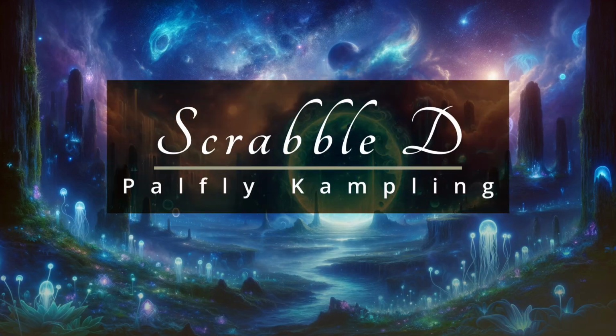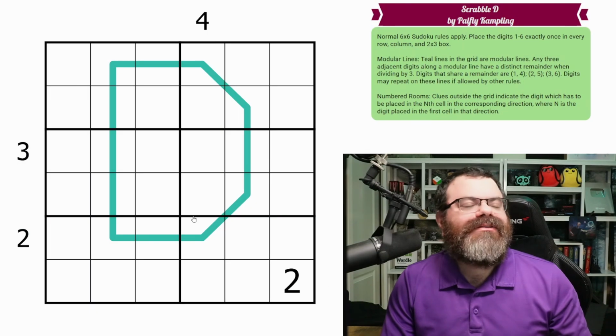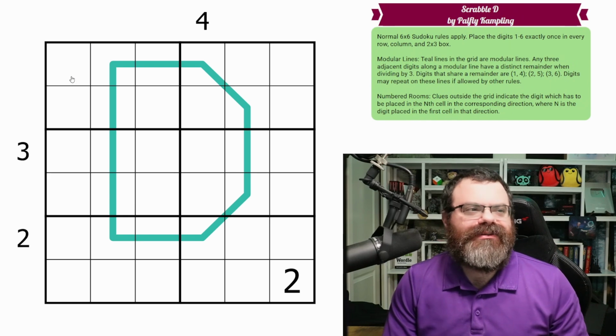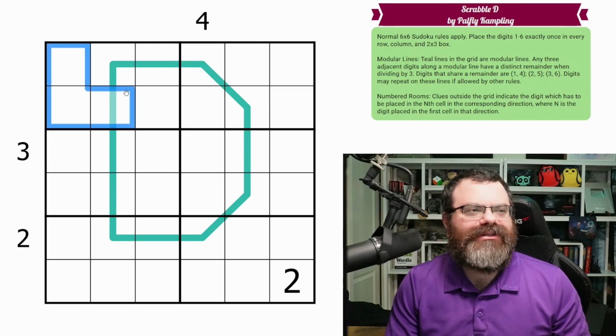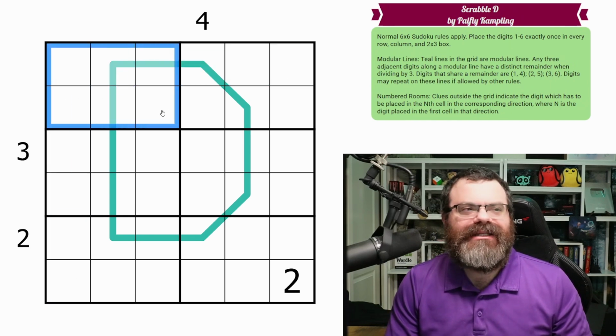Hello, let's continue our Sudoku adventure with Scrabble D by Palfly Kampling. So we have normal 6x6 Sudoku rules, so in each row, each column, and each 2x3 box, we are placing the digits 1 to 6 exactly once each.